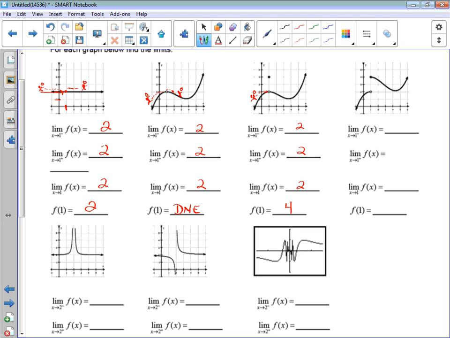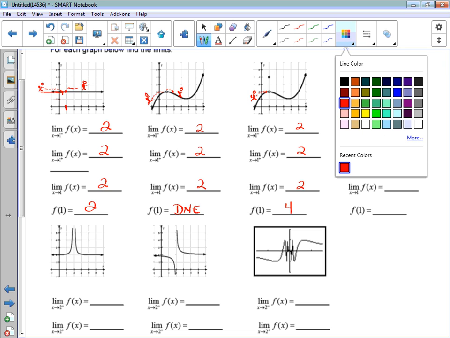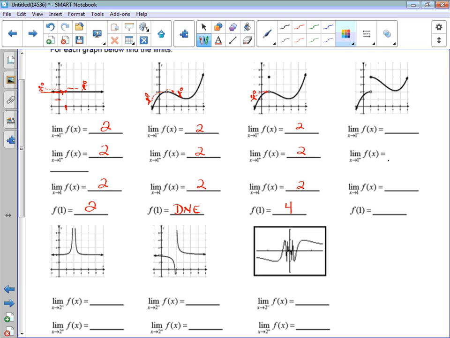All right, try the next one for me. This one's a little different. And your line kind of disappeared for one of them. It should have, yeah, it jumped over there. You had an extra line.